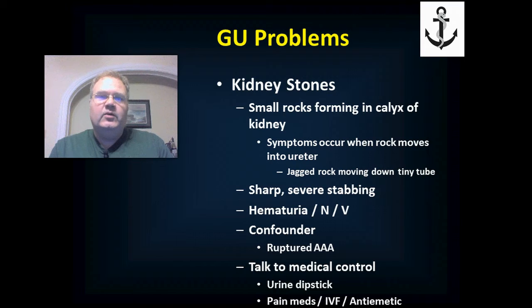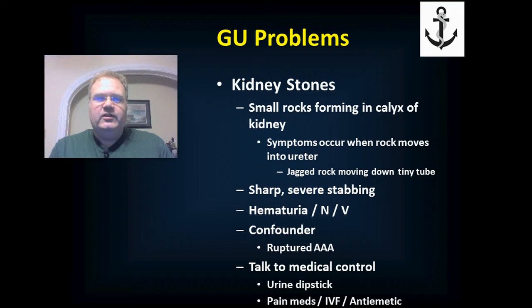So you form these small rocks in the kidney, and they form in the part of the kidney where there's plenty of room, but then they start to move into the ureter, which is the tube that connects the kidney to the bladder. So you've got this jagged grain of sand basically sliding down through a tiny tube and scraping the walls, and that causes severe stabbing pain.